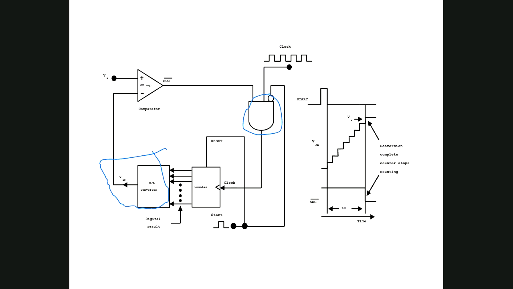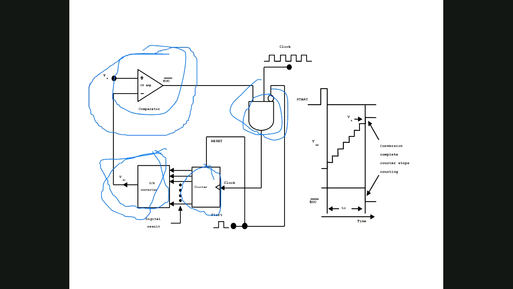Then we have a counter. This is our counter, a simple 4-bit binary counter. And then we have a comparator. So I have 4 elements: number 1, control and; number 2, digital to analog converter; number 3, comparator; and number 4, counter.